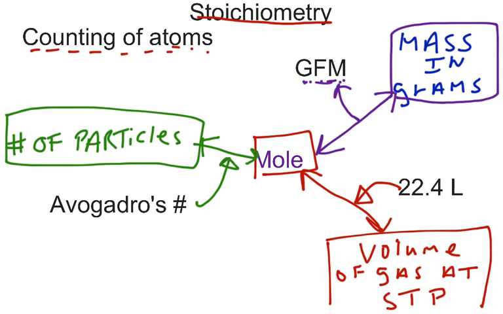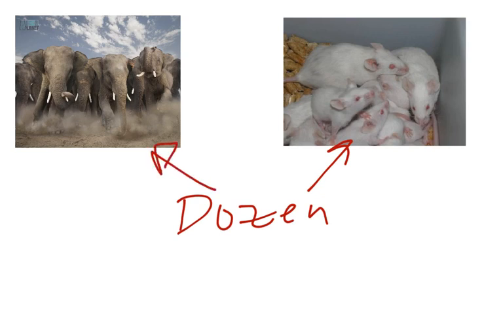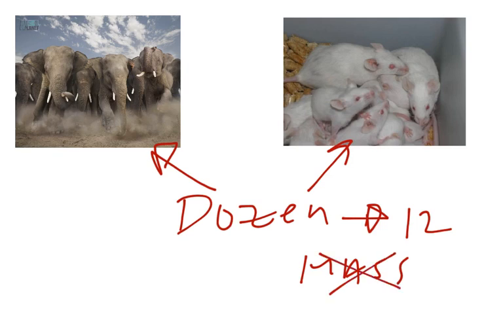Now, ladies and gentlemen, there's been some controversy in class. For example, people would say, well, how come the GFM of anything is equal to 1 mole? And the analogy that I use is this. If we have a dozen elephants and we have a dozen mice, do we have the same number of them? Yes, we do. We have 12 of each animal, right? But are the masses of the animals the same? For example, do 12 elephants weigh the same as 12 mice? No, so the masses will not be the same.